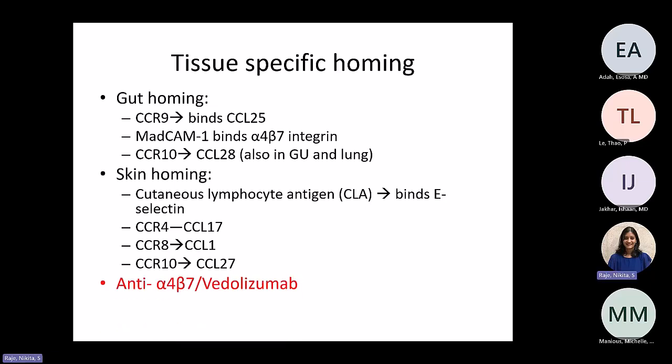There is a drug called vedolizumab that antagonizes alpha-4 beta-7, and it is used in early onset IBD or in general IBD because it prevents the inflammatory cells from entering the gut.